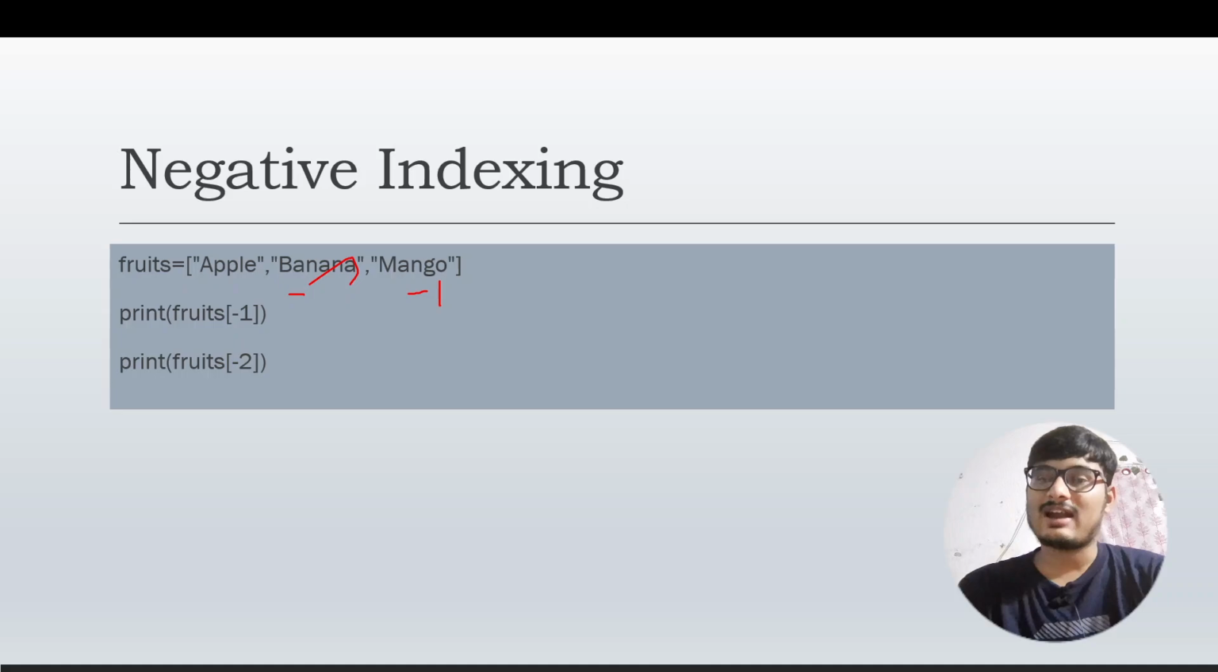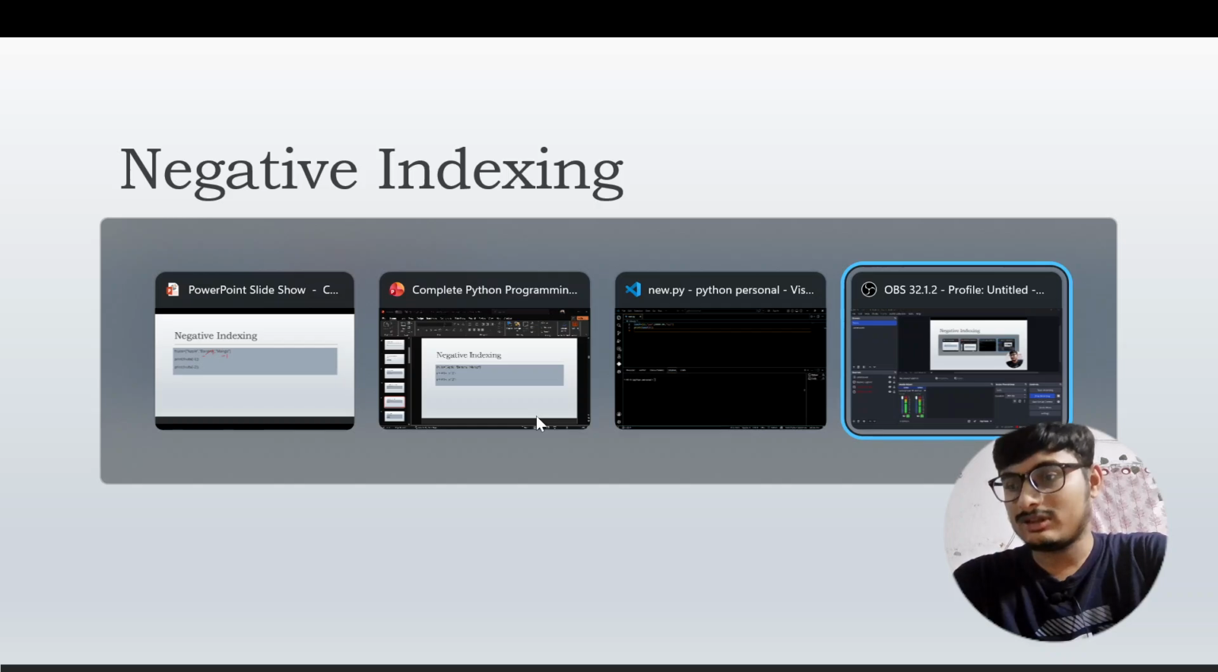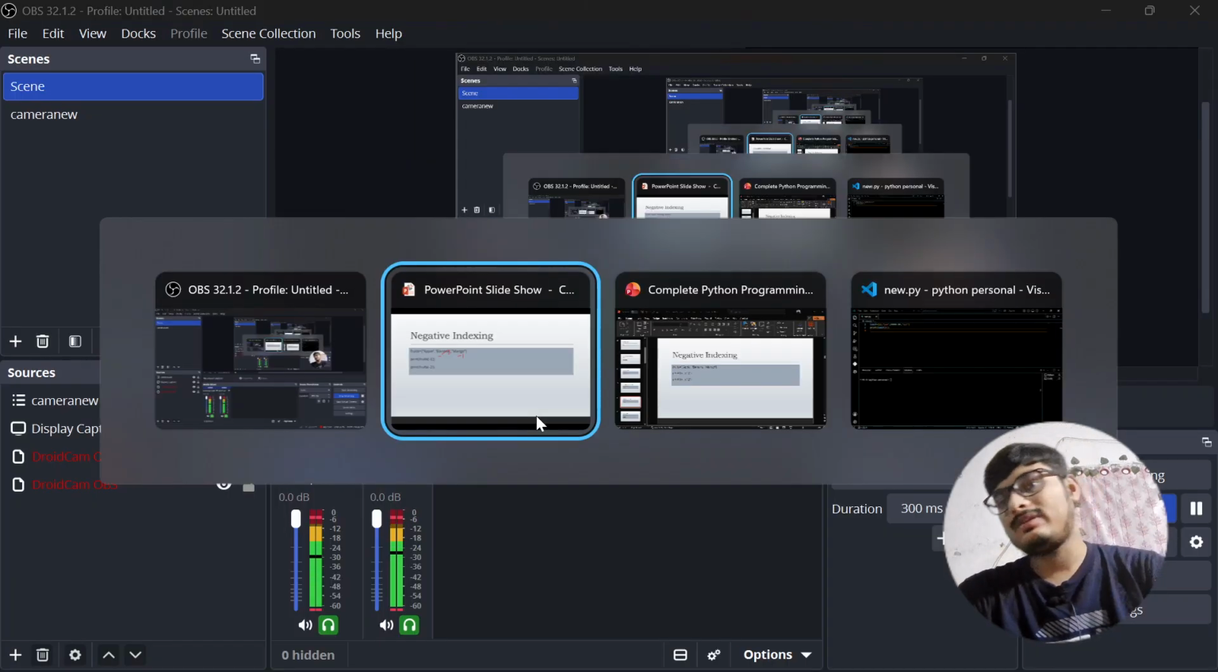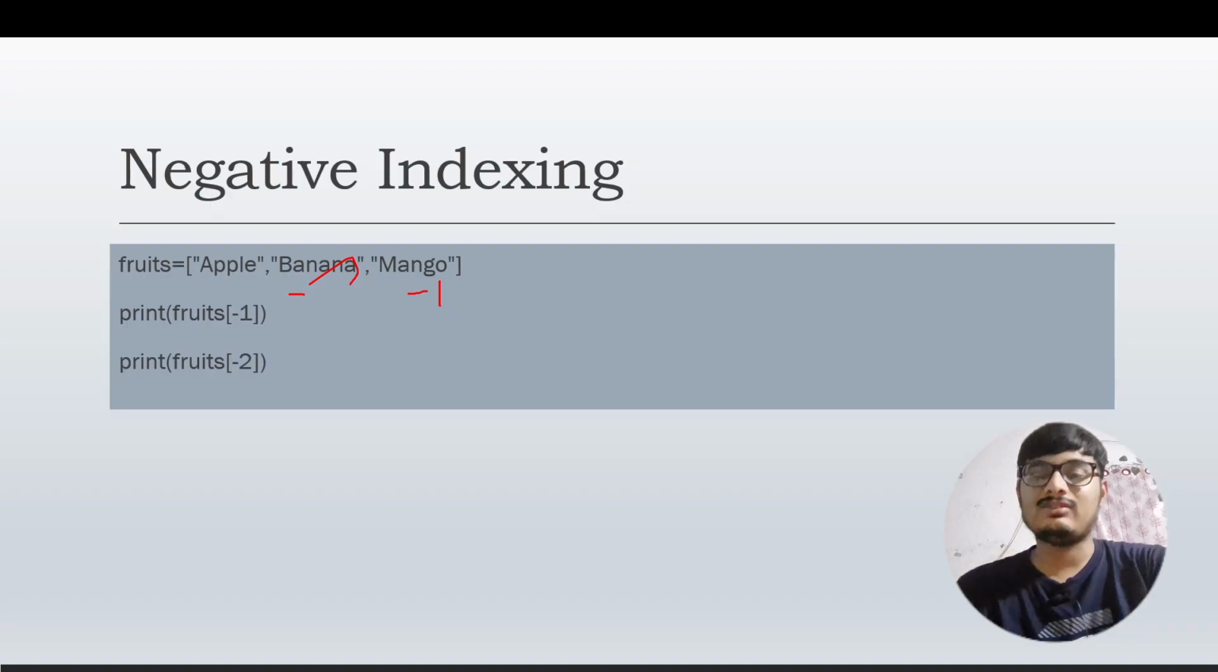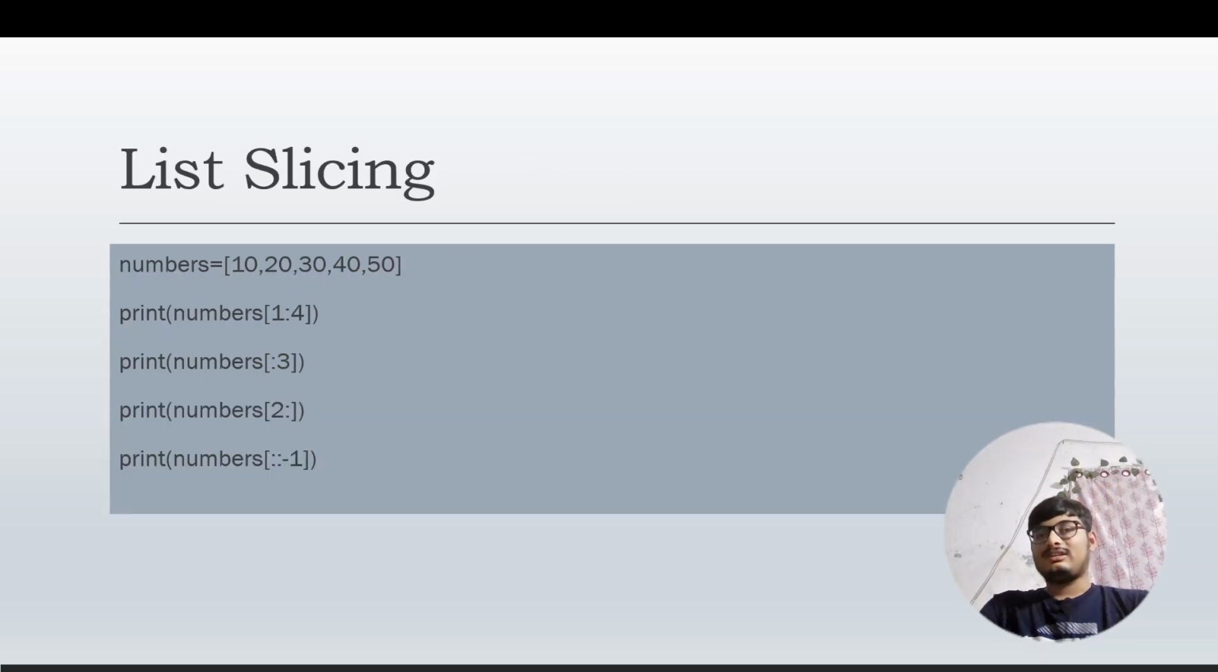Negative indexing starts from minus 1, and it starts from the last element present in the list, and it moves from right to left, just like we move on the number line. If we move from right to left, we move towards the negative numbers. It starts with minus 1 always, and positive indexing starts with 0 always. You just need to keep this in mind. This is very important for you, because negative indexing will help you a lot in some cases when you have to solve some questions. Now let's move on to the next slide, which is list slicing.